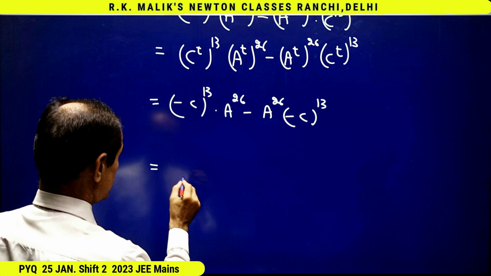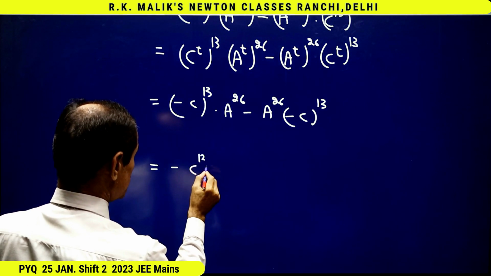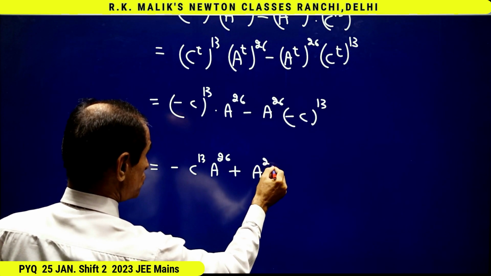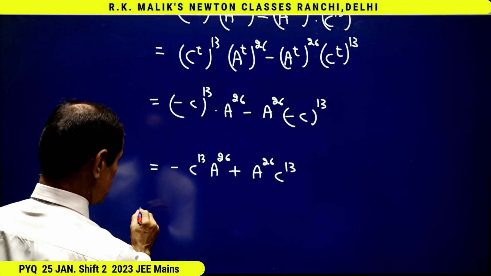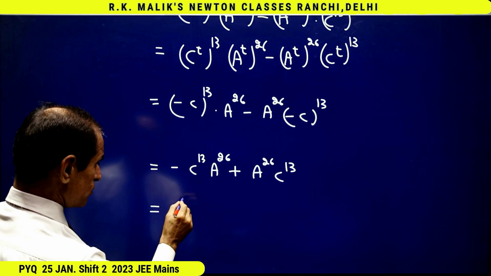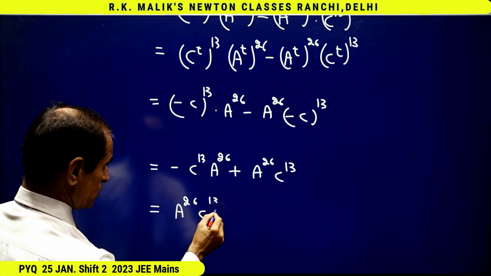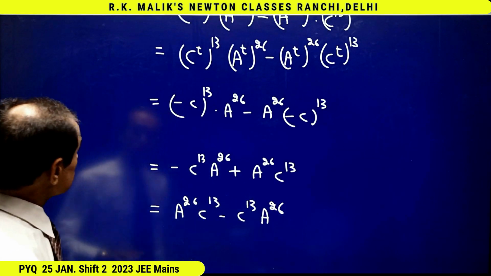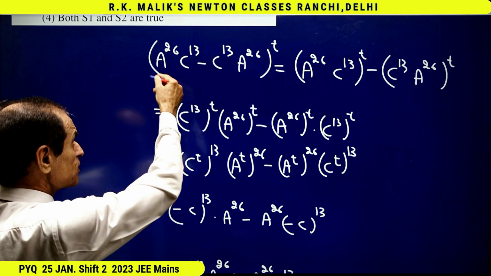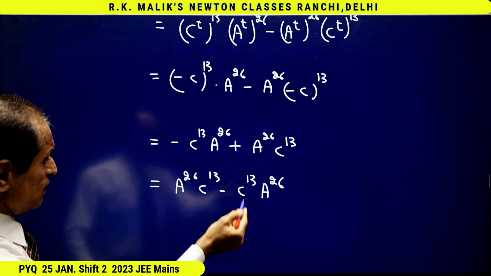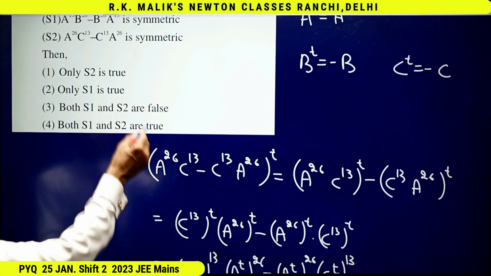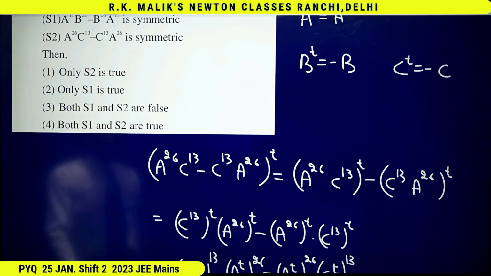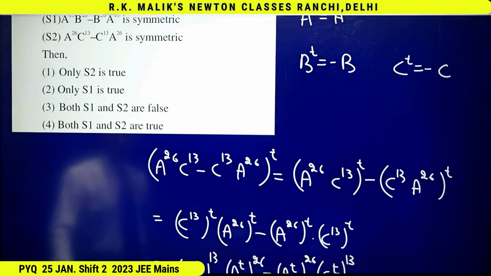That is, I get minus C to the power 13, A to the power 26 plus A to the power 26, C to the power 13. This is equal to A to the power 26, C to the power 13 minus C to the power 13, A to the power 26. And hence we have found that the transpose of this matrix is same as the matrix. Hence I can say this is symmetric matrix is true. That is, second choice becomes the correct choice.